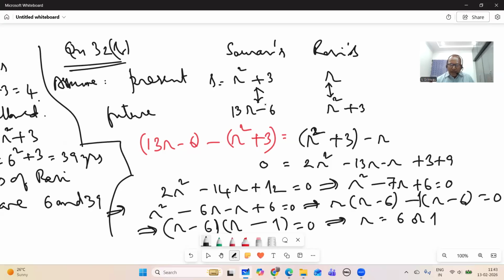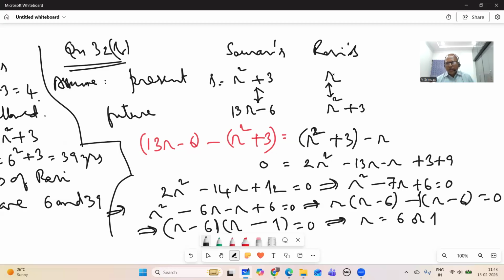Okay, means the time lag after which Ravi attains that age from the present point of time is r square plus 3 minus r. It is the same as Saurav's age becoming this much from this present point of time. Means from this present point of time, how many years is he elapsing? If this is 60 and this is 20, it is 60 minus 20, 40 years. So from this, you subtract this. That is 13 r minus 6 minus (r square plus 3). This time lag is the same as r square plus 3 minus r.